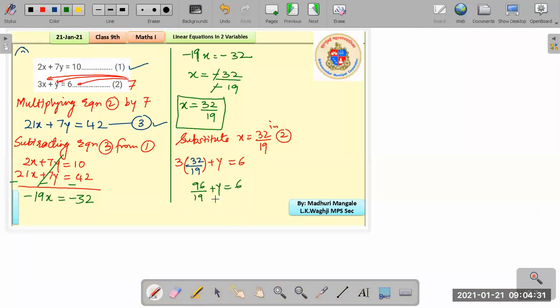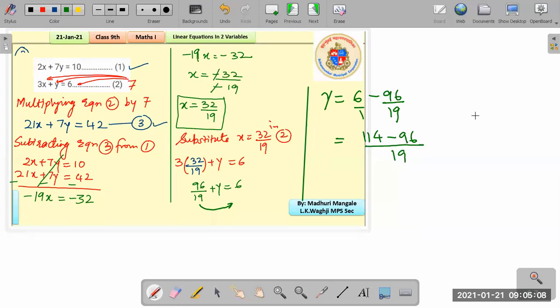And then to find y, we have to shift this fraction to the other side. It is in addition, it will become subtraction, correct? So subtracting 96 over 19 on the other side, what do we get? That will be y equals to 6 minus 96 divided by 19. Okay, and then we cross multiply to subtract. So that will be 114 minus 96 divided by 19.